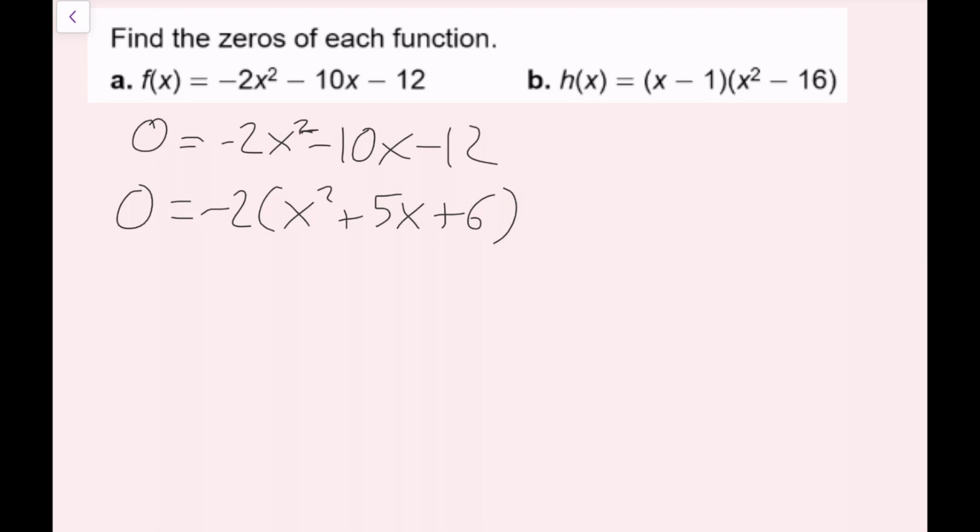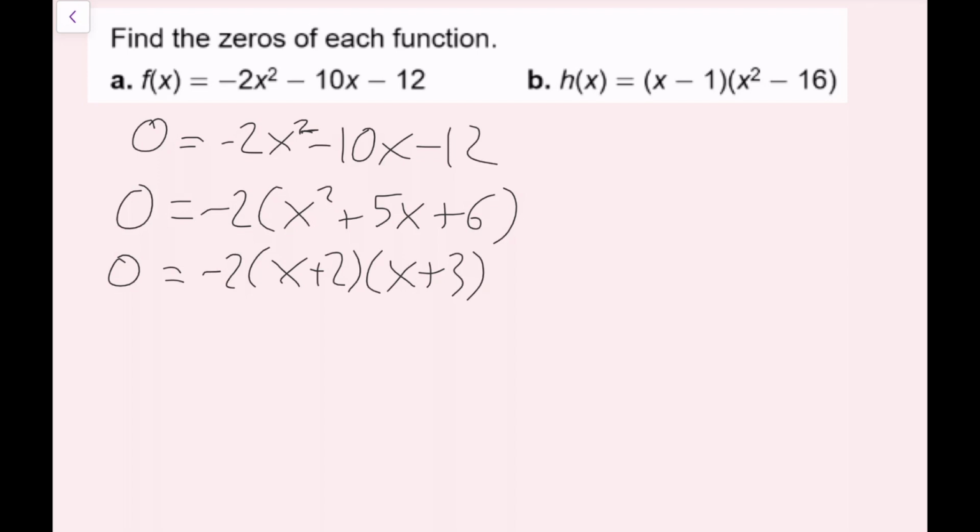I need to find two numbers that add up to 5 and multiply to 6. I can tell right away that the only ways we can multiply to 6 are 1 times 6 or 2 times 3. 1 plus 6 is 7, so that's not going to work, but 2 plus 3 is 5. So I can rewrite this as 0 equals -2 times x plus 2 times x plus 3. If we multiplied this out, we would get this expression. And now I'm in intercept form, technically.